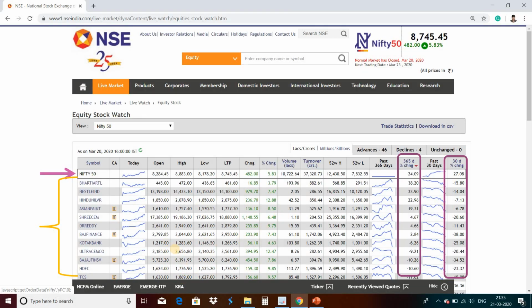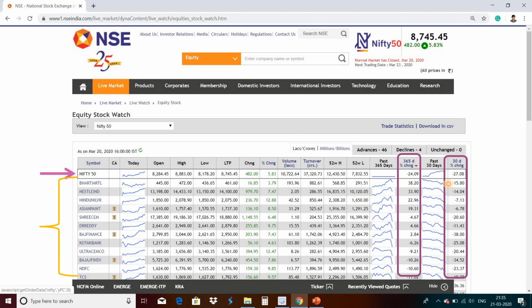In today's scenario, while Nifty is at approximately 8,700, the Nifty 50's 365 days percentage change in return is minus 24.09, and on a monthly basis it is minus 27%. If we refer to some stocks like Bharti Airtel, Nestle, HUL, these stocks are generating returns of around 38%, 33% and 22% this year, and for the change in 1 month these have also superseded the return of the Nifty 50.